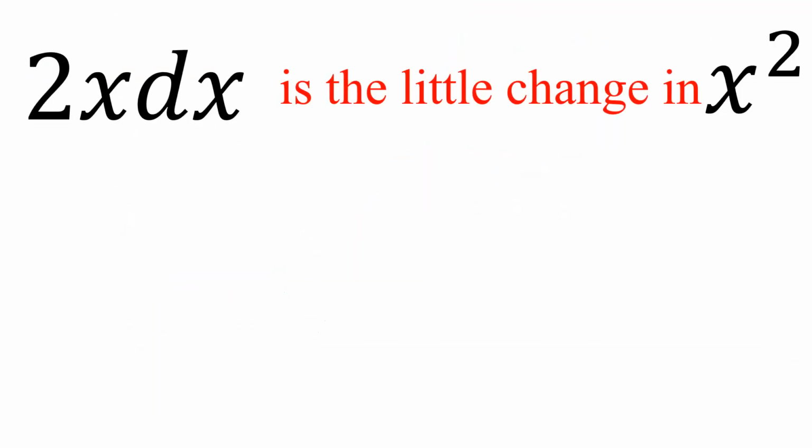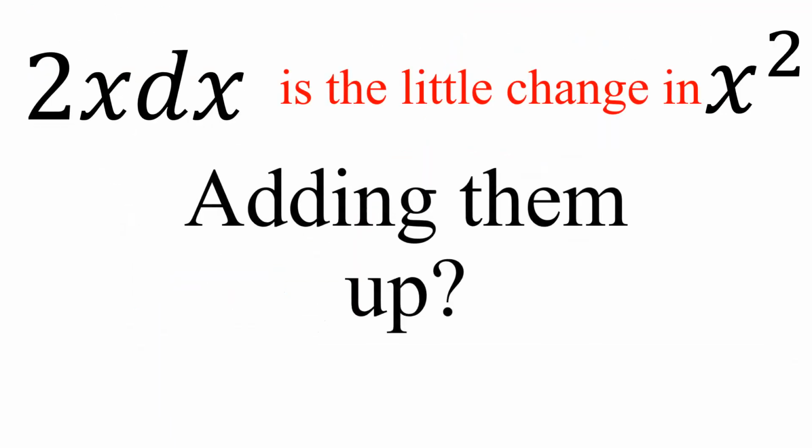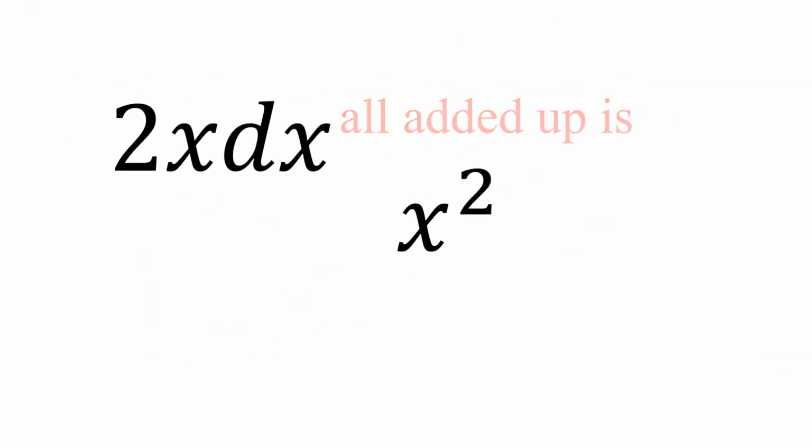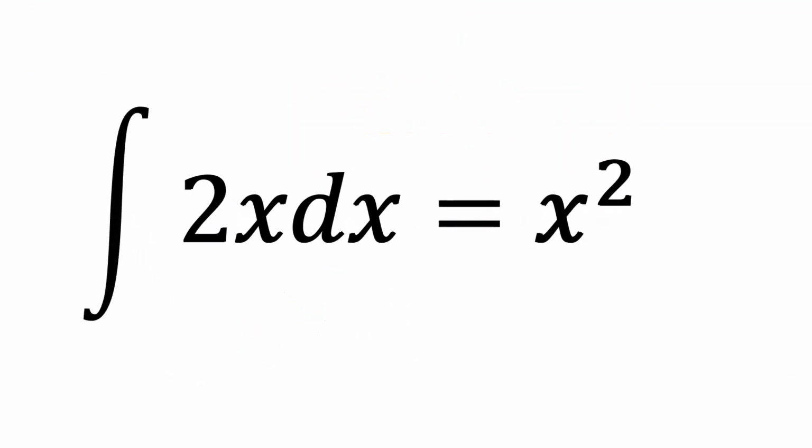What if we add them all up? When we add them all up, it's x squared. So that's why the integral of 2x dx equals x squared. Integral literally just means sum. That's why the notation kind of looks like an S.